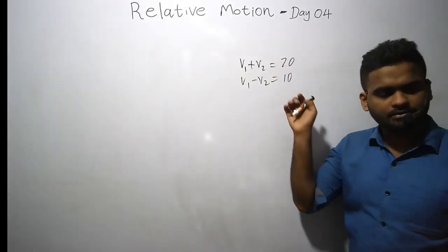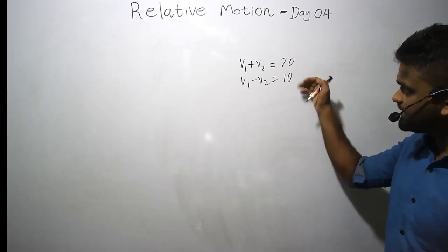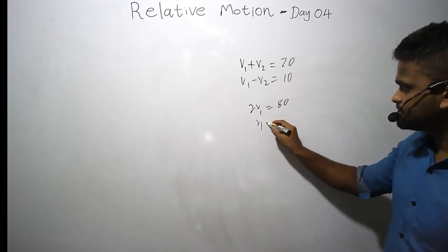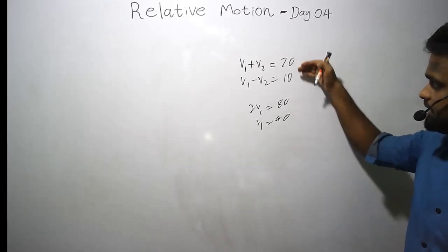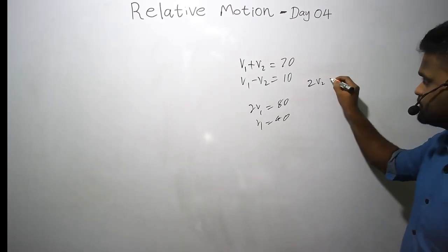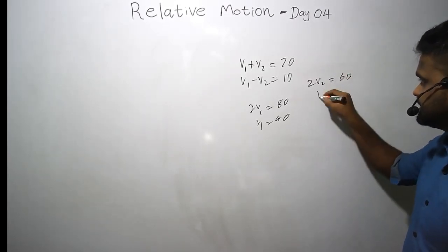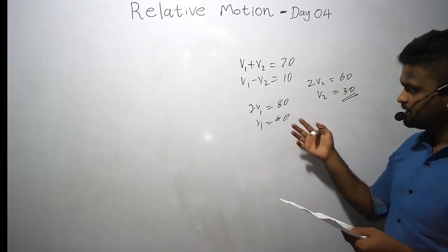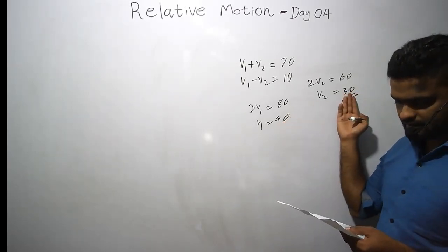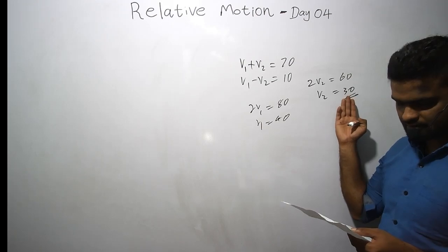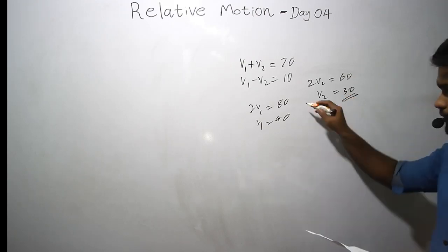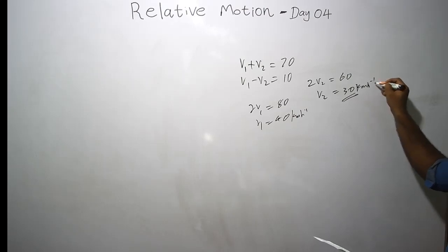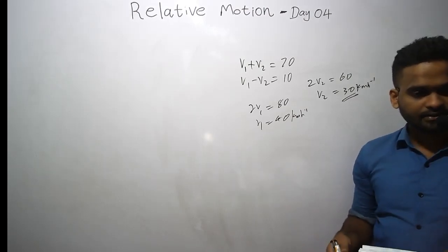Then you just have to simplify these two. When you add these two, you get 2v1 equals 80. So v1 is 40. Then subtract these two, you get 2v2 equals 60. v2 equals 30. So the answer should be 40 and 30, but it is not given, right? The answer should be 40 kilometers per hour and 30 kilometers per hour. The answer is not given.